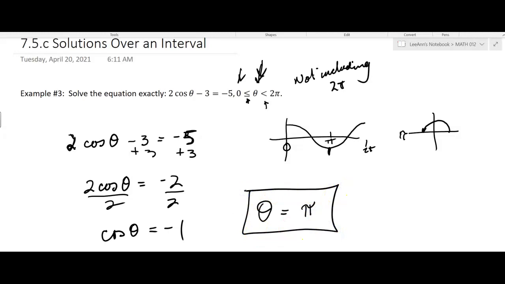Okay, we're not going to keep going around the circle. We're not going to add the 2k pi because it tells us not to. It says theta has to be between 0 and 2 pi. Okay? That was a fun example.